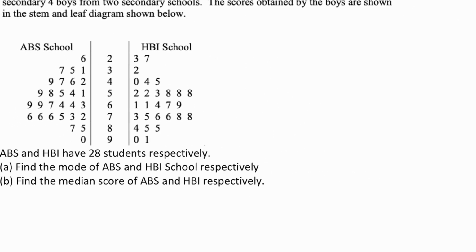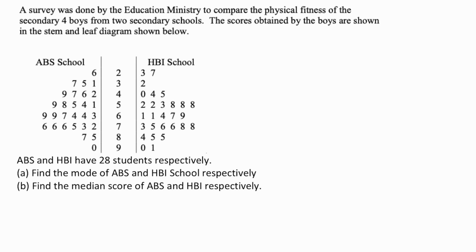Okay, we're now going to look at another example. We have a survey done to compare physical fitness. There are 2 schools, ABS and HBI. Now we're going to find the mode of ABS and the mode of HBI. If you recall, mode is the number that appears the most. Now how do you read the data points for this stem and leaf? For the data on the left, if you have this 2 and 6, it means that it is 26. If you are reading to the right, the one highlighted in yellow means it's 23.